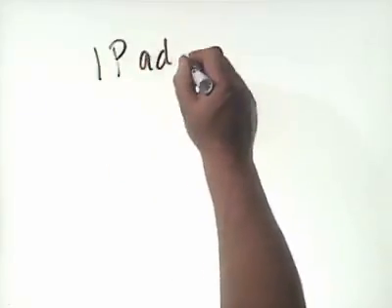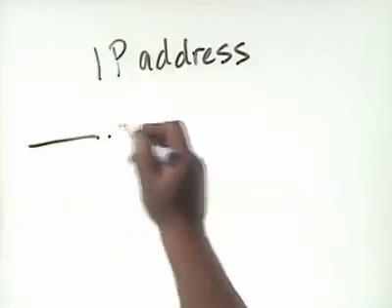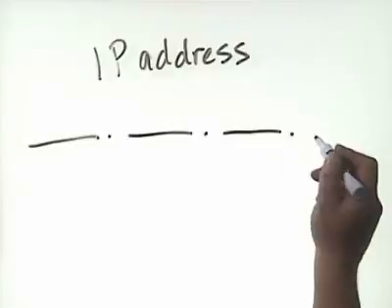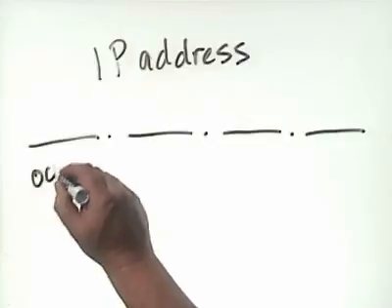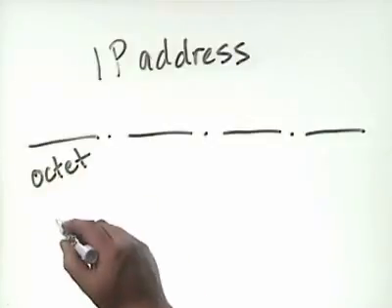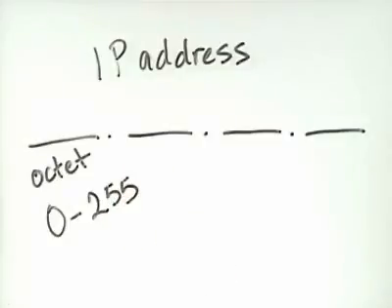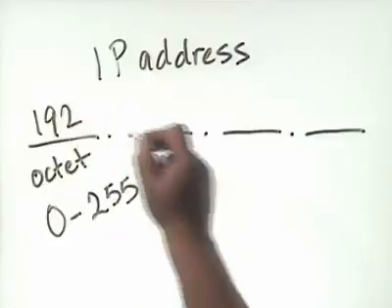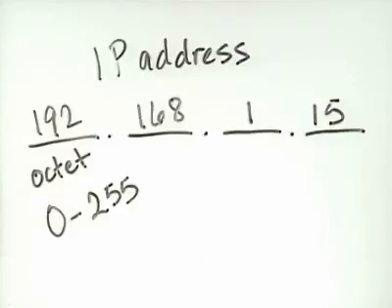The first parameter we'll look at is the IP address. The IP address uniquely identifies every host on the network. An IP address is composed of 4 numbers separated by periods. Each number group is called an octet. Each octet can range between 0 and 255. So for example, a common IP address might be 192.168.1.15.